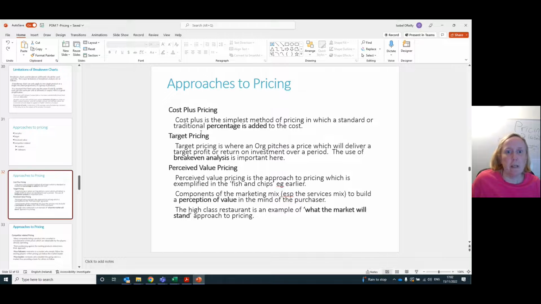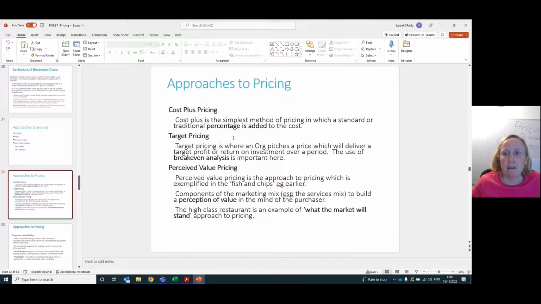Cost plus pricing is the simplest. It does what it says on the tin. It's the simplest method of pricing, in which a standard or traditional percentage is added to the cost. Target pricing then is where an organization pitches a price which will deliver a target overall profit or return on investment over a period. The use of break-even analysis is important here.